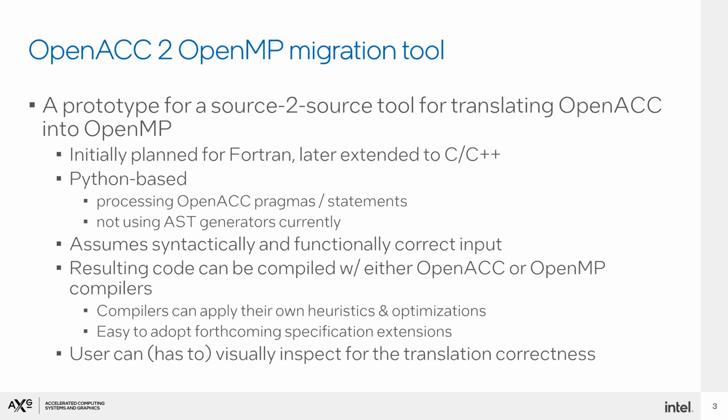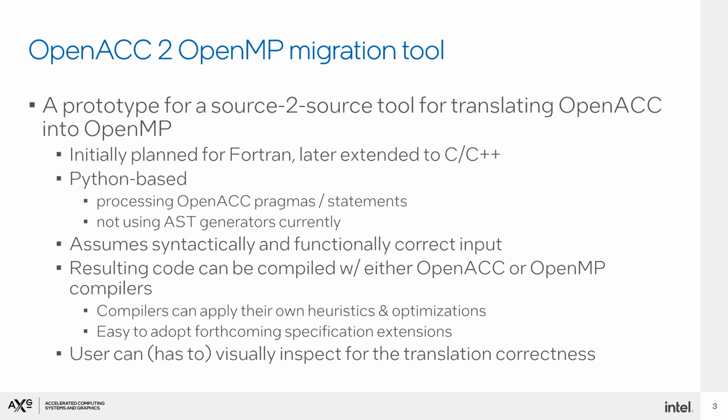We are working on a prototype source-to-source translation tool that translates OpenACC applications into OpenMP. We initially planned this migration tool for Fortran, but later we extended it to support C and C++. And this is a very simplistic migration tool at the moment. It's basically a Python-based script that parses the OpenACC pragmas and statements, and converts them into OpenMP pragmas and constructs and whatever is needed.